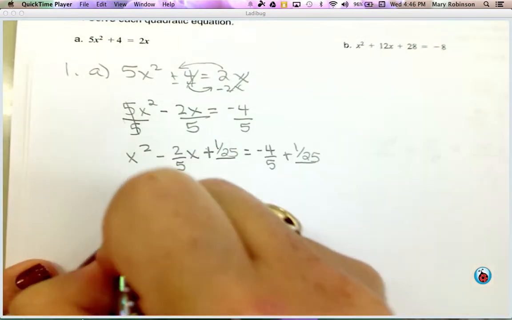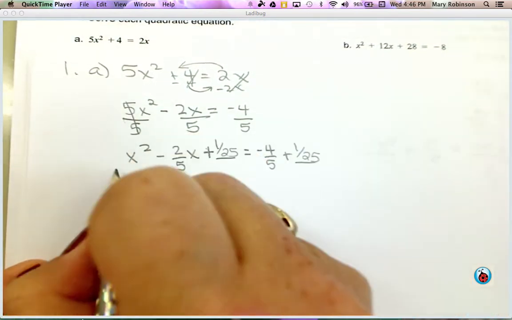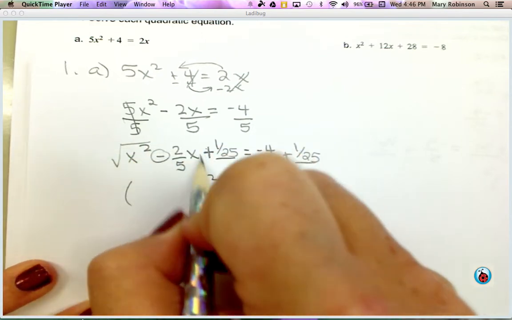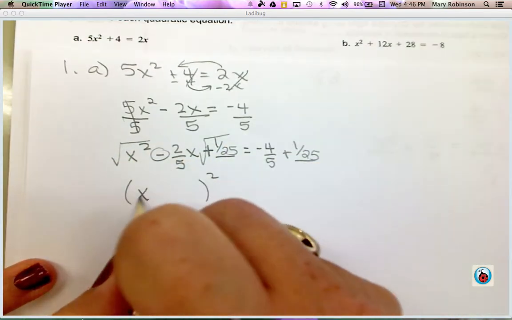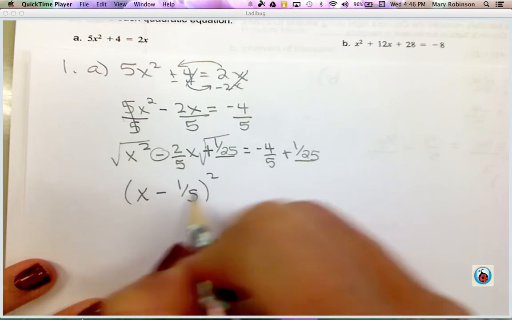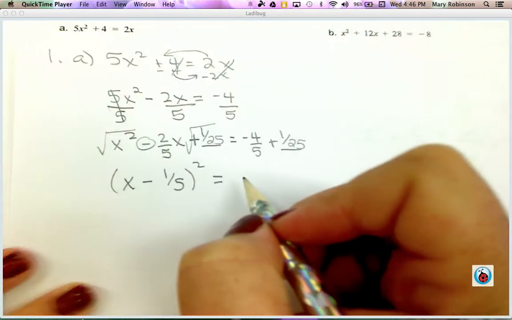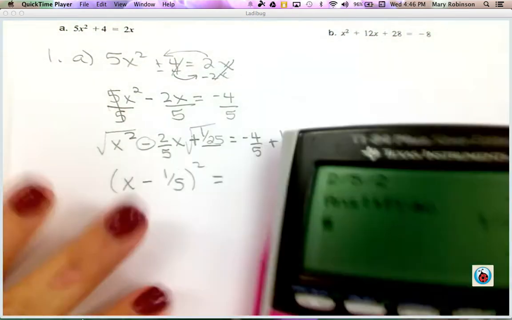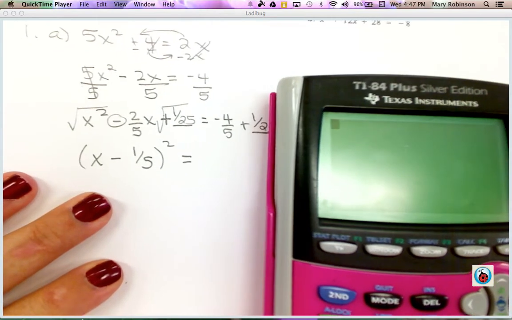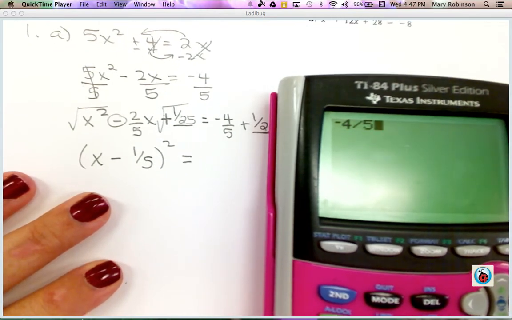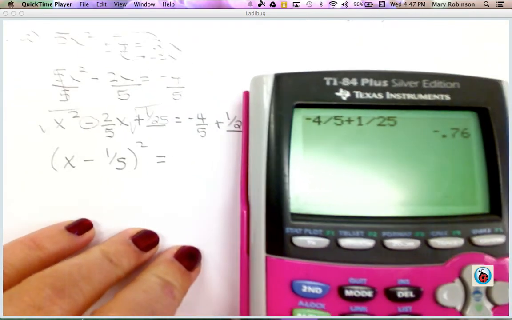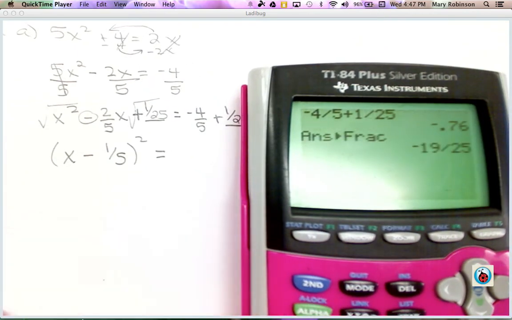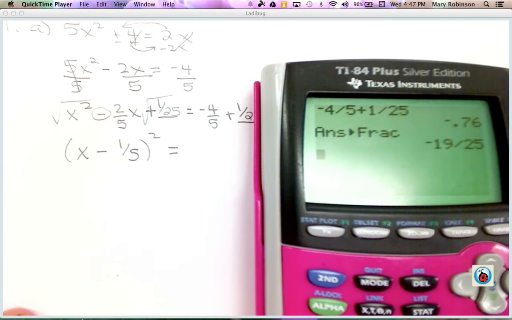Alright, next step is to factor. So to factor, we take the square root, keep the sign, and square root. That's the nice thing about completing the squares. It makes it very easy to factor. To figure out this number in our calculator, we type in negative 4 over 5 plus 1 over 25. So we get a decimal value, so we hit math, enter, enter, and we get negative 19 over 25.